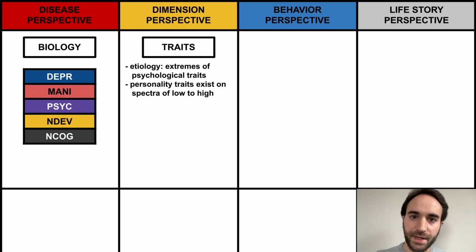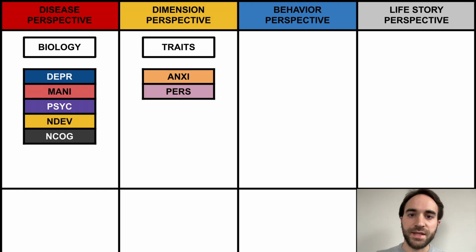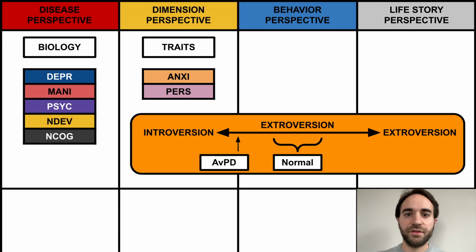The dimension perspective is used to explain disorders that represent extremes of psychological traits, in other words, extreme personality traits. This perspective is used to explain anxiety disorders and personality disorders. For example, introversion and extroversion exist on a spectrum, and while there is healthy variation in this trait, extreme introversion can manifest as avoidant personality disorder and may lead to significant distress and dysfunction.